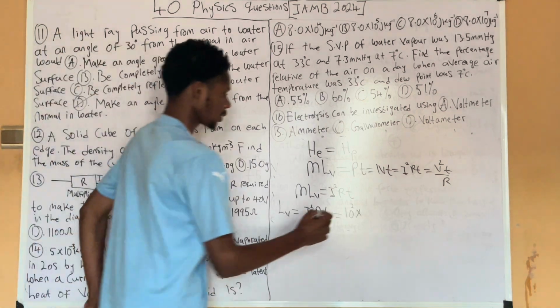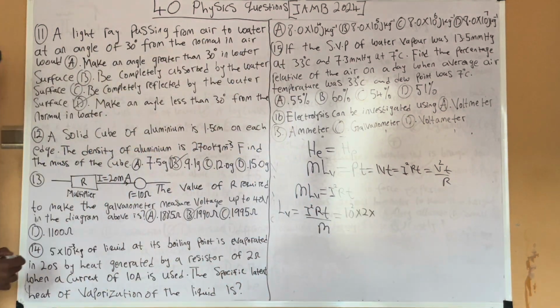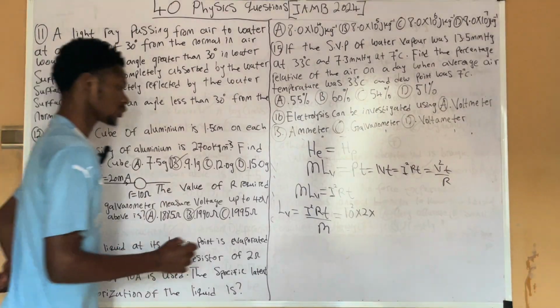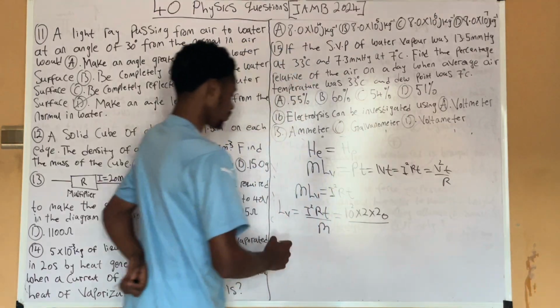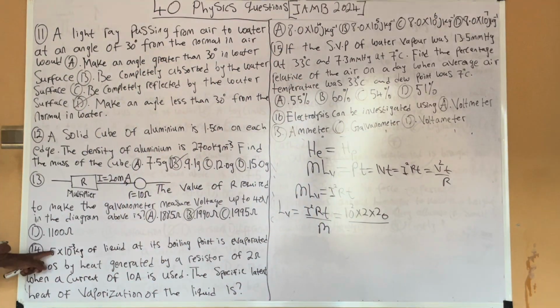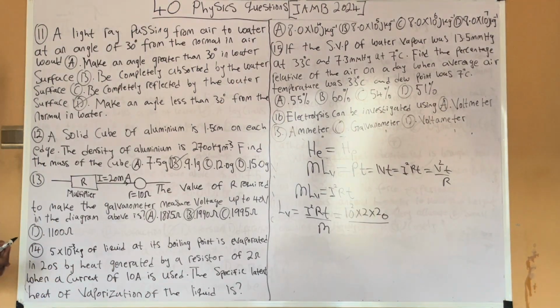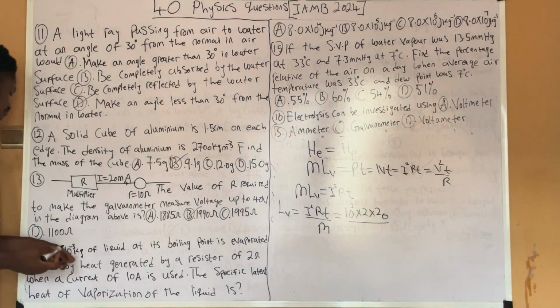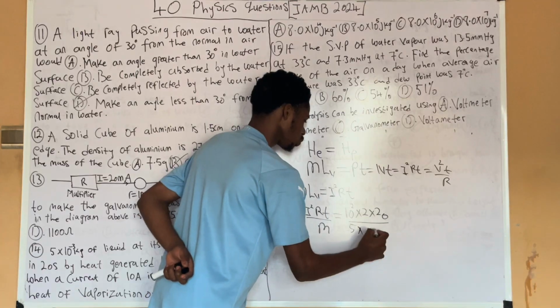That's 2 ohms. Okay, so half times 2 times, what is the time? The time given is 20 seconds, so we're going to multiply by 20 seconds divided by the mass given in the question, 5 times 10 to the power of minus 3. Now notice that all of these quantities are in their standardized units, so there's no need to convert. Okay, so you have divided by 5 times 10 to the power of minus 3.